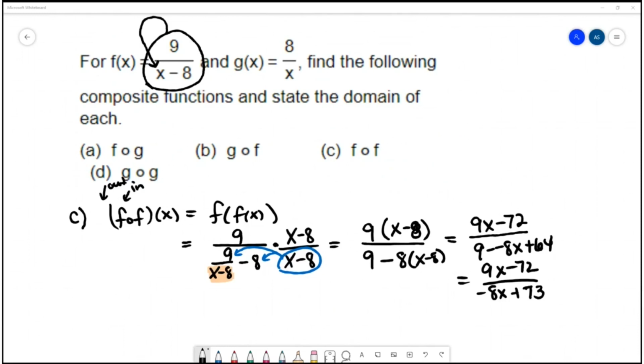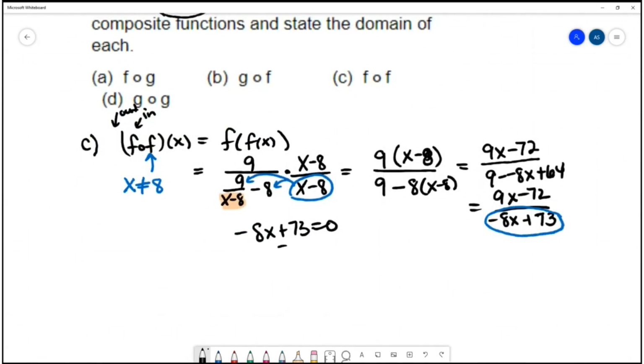But now we want to find the domain. We're going to start with any restrictions from our inside function, and we can see that 8 needs to be excluded, and then we get any restrictions from our final function. So let's set that negative 8x plus 73 equal to 0. Subtract 73, that gives negative 8x equals negative 73. Divide by negative 8, we get x equals 73 over 8.